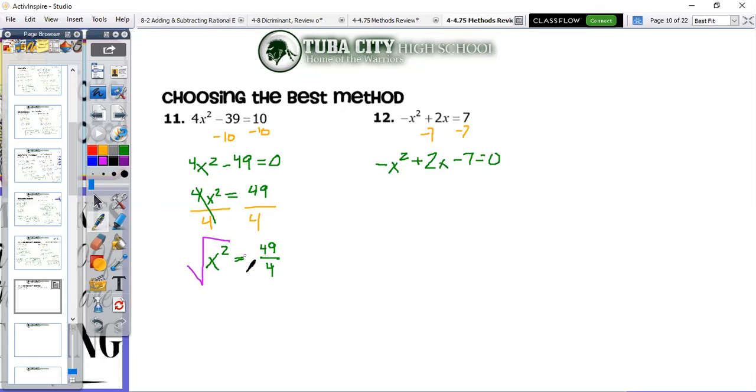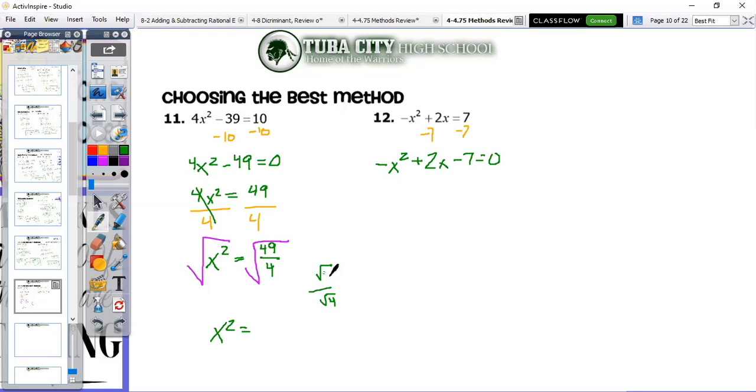And I'm able to get x all the way by itself without doing any factoring. So that makes this one a pretty good method to use square root property with. So let's see, x squared equals, and when you have something like this, it's going to look something like this if I were to work on it a little bit more. Square root of 49 over square root of 4.